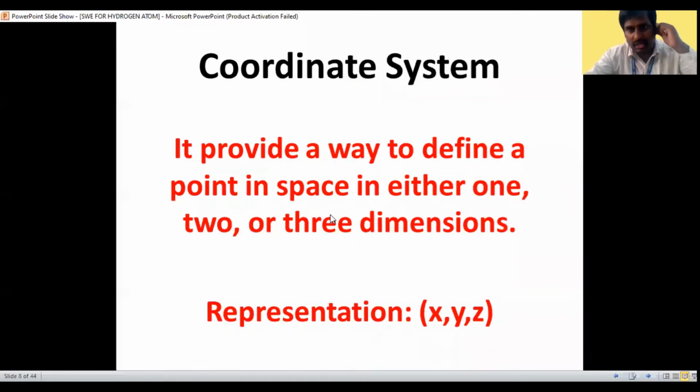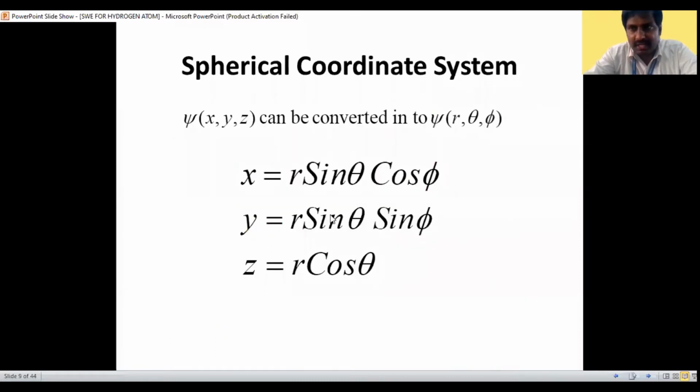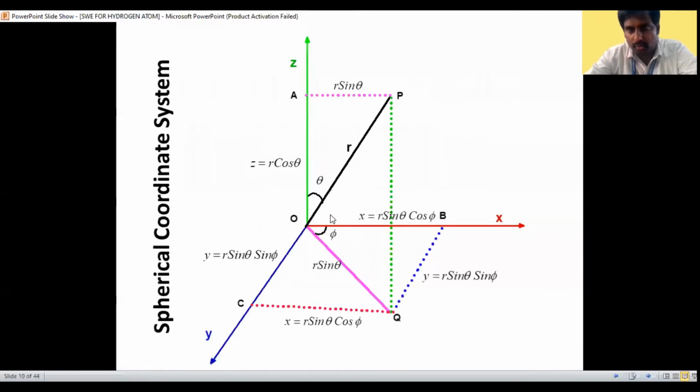Let us see the normal coordinate system, which has XYZ, and spherical coordinates will have sine and cosine functions. If we convert these normal coordinates XYZ into spherical polar coordinates, z is equal to r cos theta, x is equal to r sin theta cos phi, and y is equal to r sin theta sin phi. We have converted XYZ into spherical polar coordinates. How did we get these spherical polar coordinates?